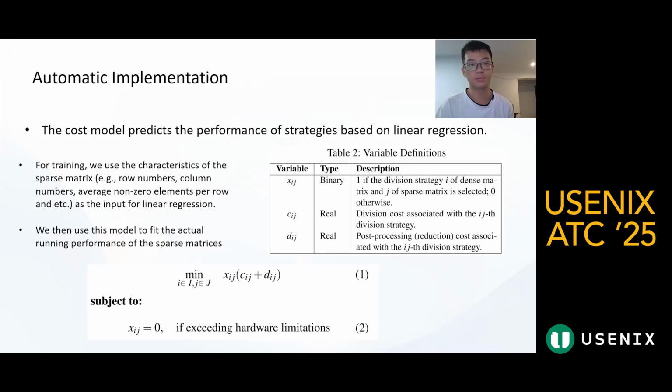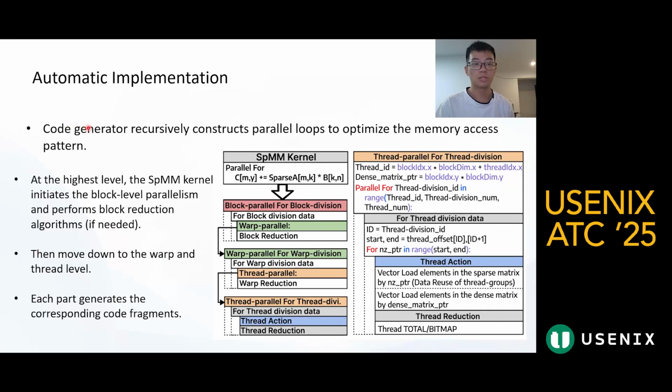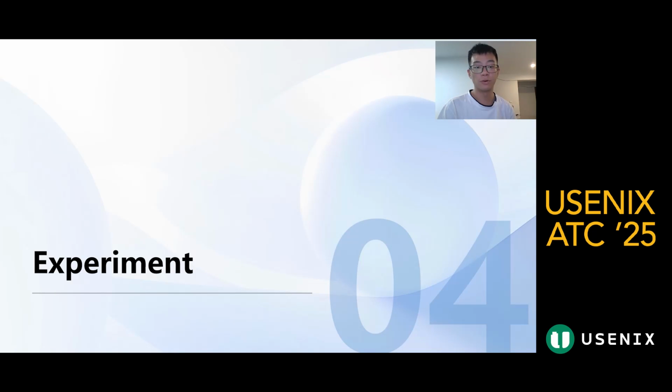The code generator recursively constructs parallel loops to optimize memory access patterns. At the highest level, the SpMM kernel initializes the block-level parallelism and performs block reduction, then moves down to warp and thread level. Each part generates the corresponding code fragments. Next, we will introduce the experiment.